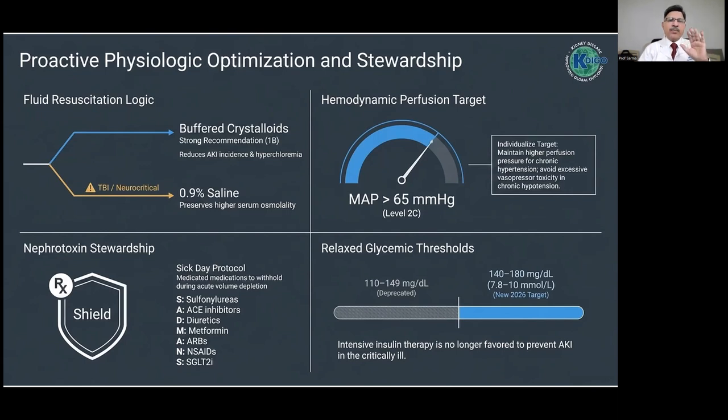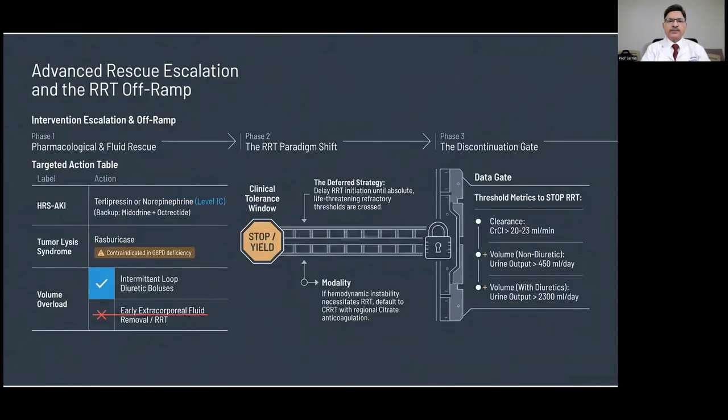This is called optimization and stewardship. As far as the fluids are concerned, I give crystalloids as first preference, not 0.9% saline. As far as hemodynamic perfusion is concerned, MAP should be at 65. Nephrotoxins should be avoided. Glycemic controls are relaxed. Okay.